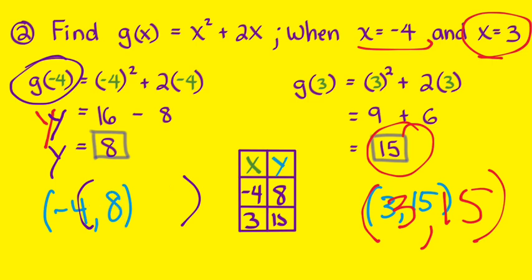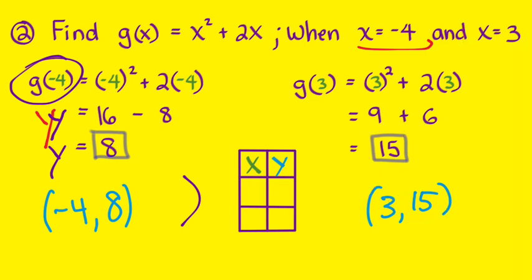I'm sorry about the extra writing on there. It happens. So we could do negative 4 and 8 and 3 and 15.